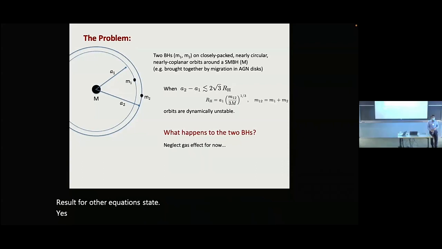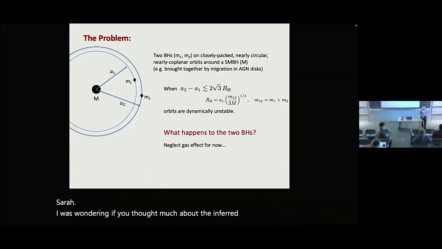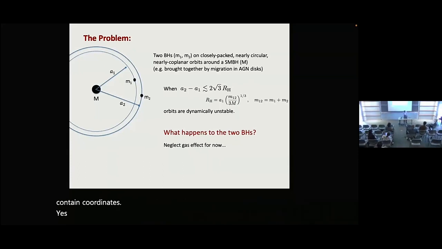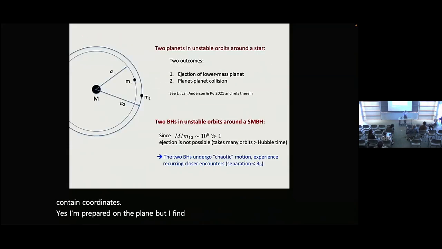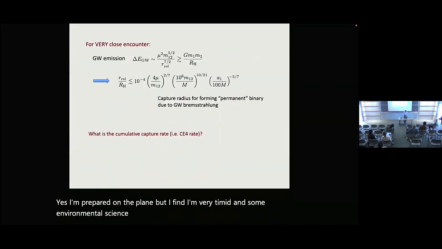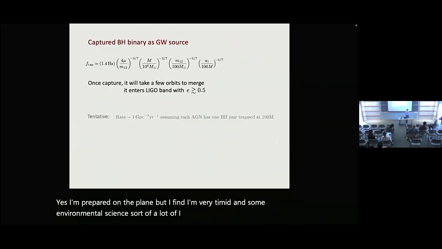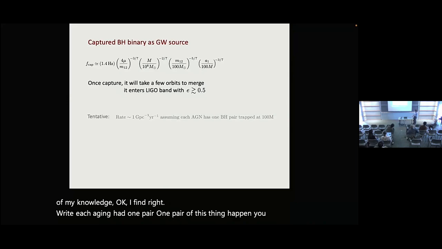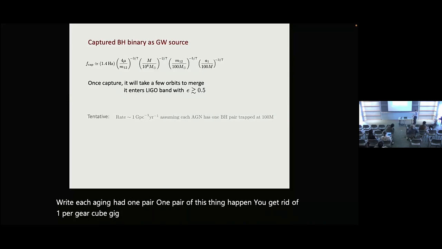So we have a question now in the audience. If you introduce yourself. Hi, I'm Sierra Dodd. Fantastic talk. I was wondering if you had thought much about the inferred rates given these 10 to the 8 orbits. Oh yes, I prepared on the plane, but I find I'm very timid on the environmental side. I did a little estimate. If you assume each AGN has one pair of such black holes, and you look at the population of AGN to the best of my knowledge, each AGN has one pair of these things happening. You get a rate of 1 per gigaparsec cubed per year, which is quite respectable.